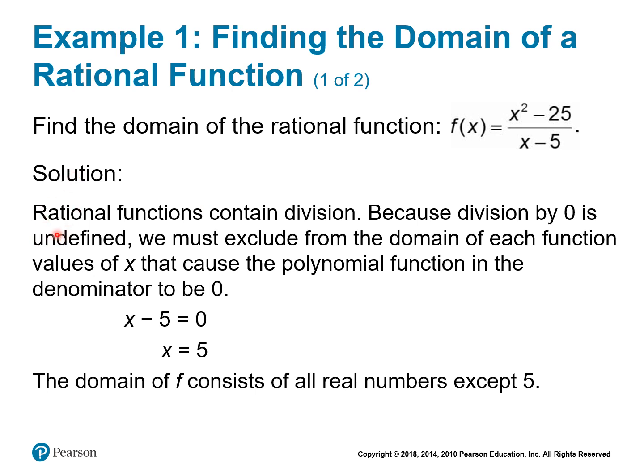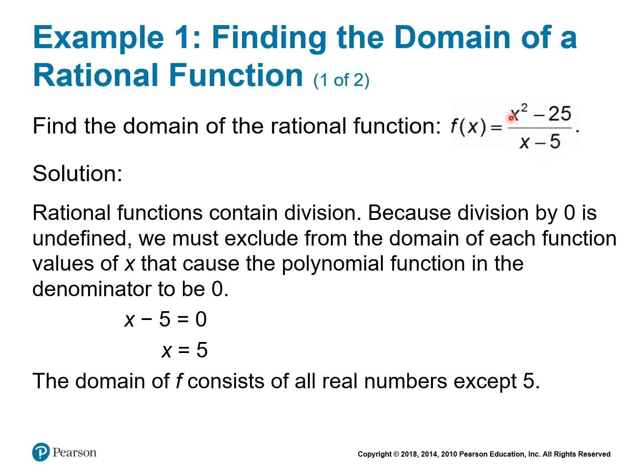So the solution here says rational functions contain division. Because division by 0 is undefined, we must exclude from the domain of each function values of x that cause the polynomial function in the denominator to be 0. So when we find the value to exclude, just focus on the denominator.